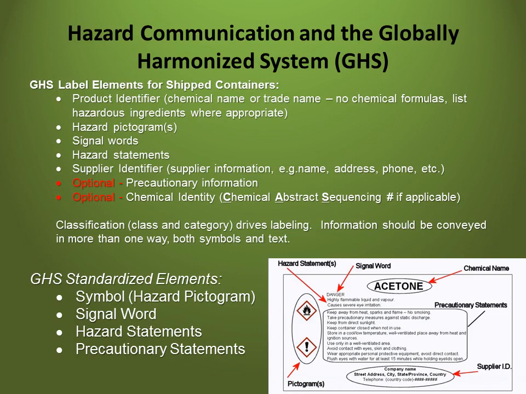Classification, or the class and category of the chemical, is what drives labeling. Information should be conveyed in more than one way, both symbols and text. GHS standardized elements, which means the elements of the shipping label that are not subject to variation no matter the manufacturer or country, include the symbol, or hazard pictogram, signal word, hazard statements, and precautionary statements.